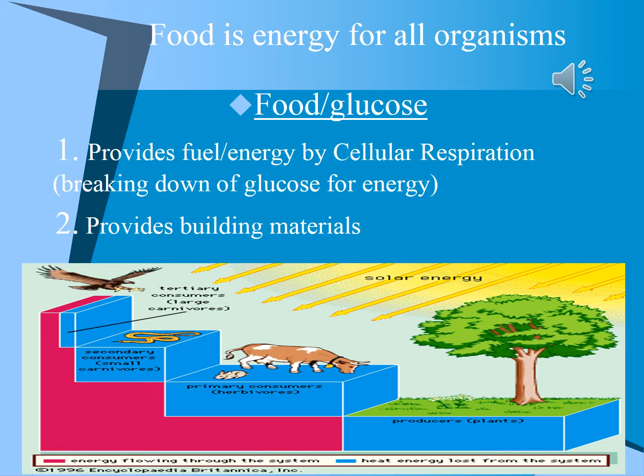For our first slide, we're going to talk about food or glucose. If you remember, in our previous unit, we talked about how plants go through the process of photosynthesis to create food, or glucose. Therefore, glucose is extremely important. It's extremely important for all organisms. In fact, glucose provides us with two main things. It provides us with fuel or energy, which is broken down by cellular respiration, and it provides building materials, which means what we can grow in it.